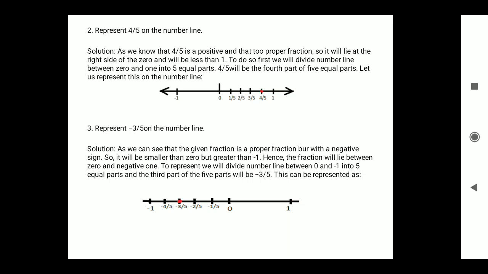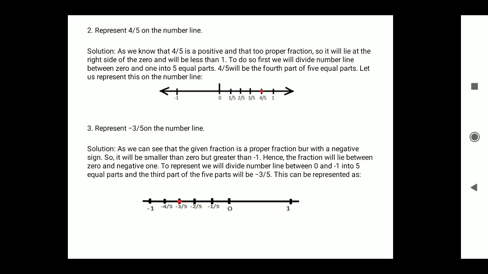Represent 4 upon 5. If you can see this diagram, 4 by 5 is positive and a proper fraction, so it will lie at the right hand side, that means the positive side of the 0, and it will be lesser than 1. To do so, first we have to divide the number line between 0 and 1 into 5 equal parts. 4 by 5 will be the fourth part of the five equal parts. That represents this number line.